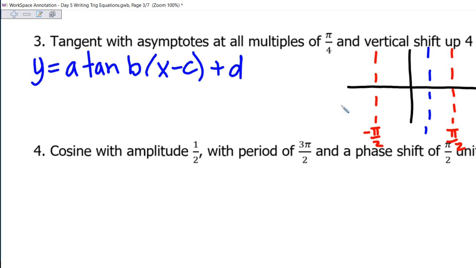So instead of having them at pi over 2, we're going to also have asymptotes at pi over 4. So here's positive pi over 4. And we'll have another asymptote at negative pi over 4. And then all multiples of pi over 4, so right here would be 1 pi over 4. This would be 2 pi over 4, which would be pi over 2. So there's asymptotes at all multiples of pi over 4 between negative pi over 2 and positive pi over 2. So for tangent, it is cubic between those two vertical asymptotes, with the left arm pointing down, right arm pointing up.